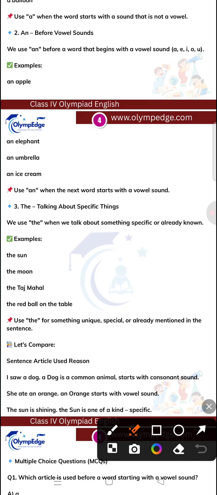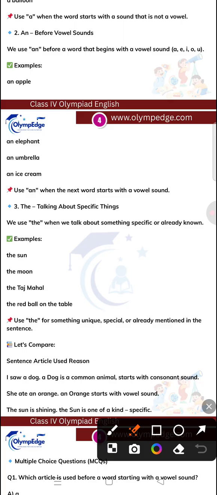Then the red ball on the table. So here we are talking about a particular ball which is red in color. We know which ball we are talking about. So we don't use a red ball, we use the red ball on the table. So use the for something unique, special or already mentioned in the sentence.